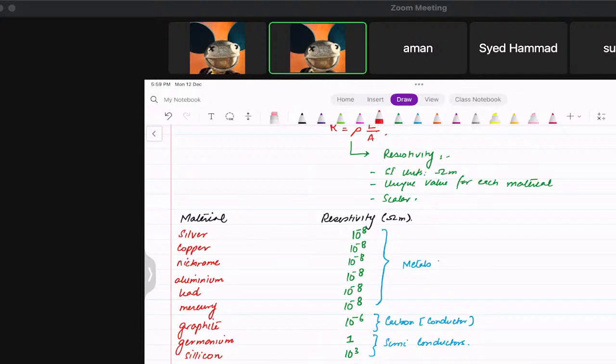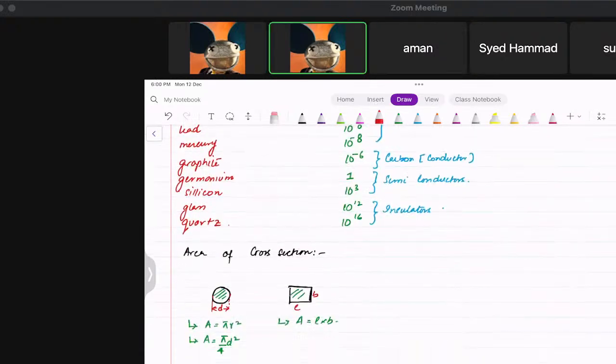Graphite, which is a conductor, but it's made of carbon, so it's 10 raised to the minus 6. Germanium and silicon, semiconductors, have 1 and 10 raised to the minus 3. But glass and quartz, because they are basically insulators, their resistivity is very high, like 10 raised to the 12 and 10 raised to the 16. Understood? Okay.